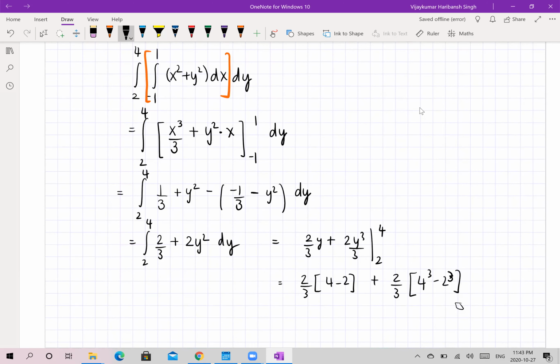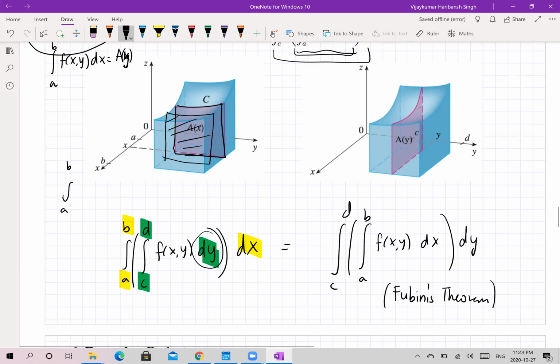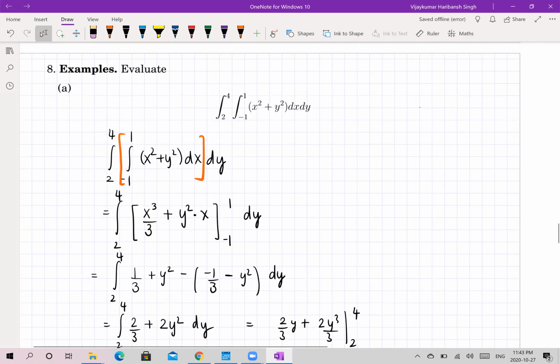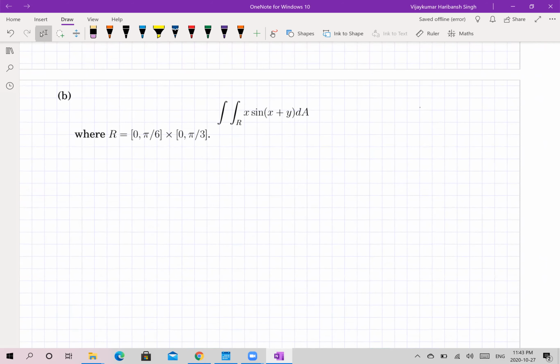So again, this Fubini's theorem is very powerful. It helps you to be able to compute the volume, or actually in this case, it's not really volume. It helps you to compute this double integral. Now let's look at the following problem.